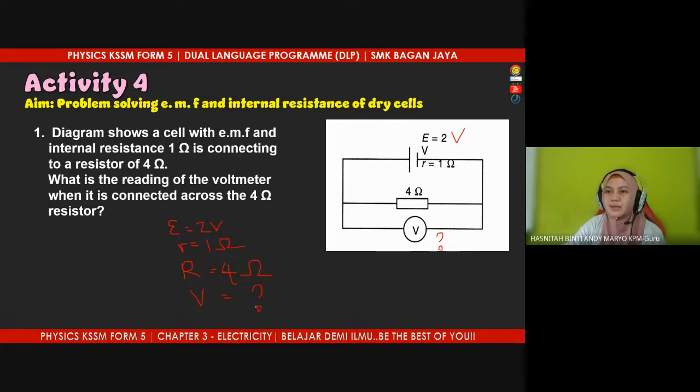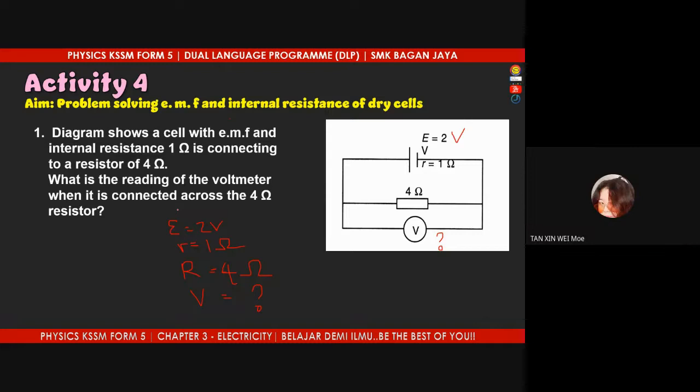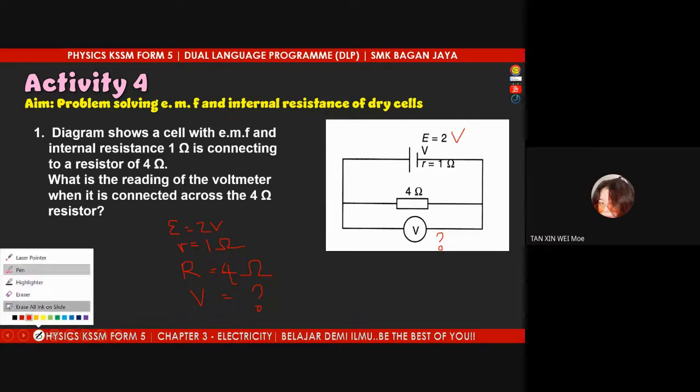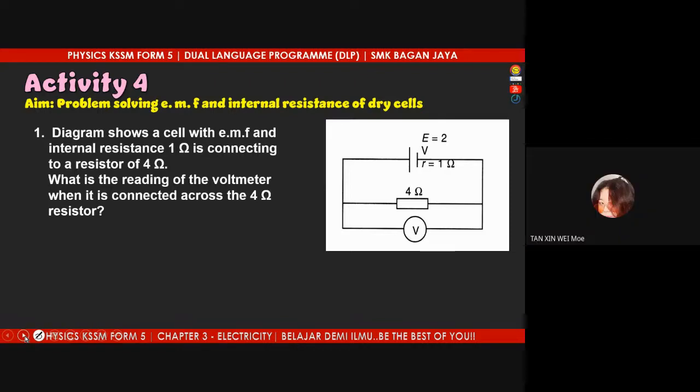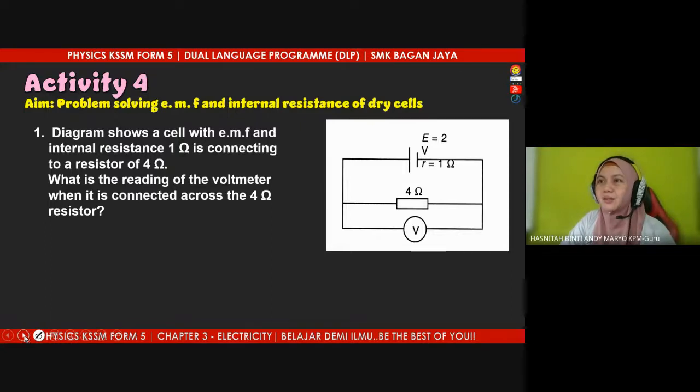How to find V? Any idea? So how to relate this? EMF, internal resistance, resistance of the resistor, and this is the voltage of the resistor. The current is not given. Do you need to find the current first in order to find V? How? Cuba fikir. The first step is to use the formula V equals IR, then use the formula E equals V plus Ir. So can you share what is your answer here? What is the reading of the voltmeter here, students?